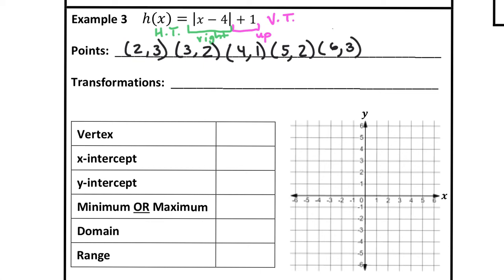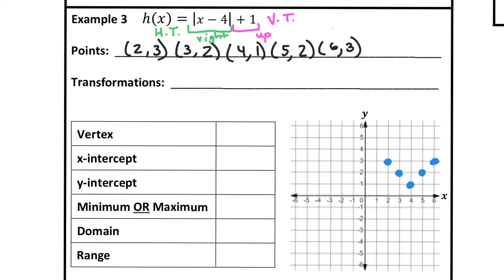Right, so let's graph these points. (2, 3). 2 comma 3 means 2 to the right, 3 up. The next one is (3, 2): 3 to the right, 2 up. The next one is 4 to the right, 1 up. The next one is 5 to the right, 2 up. And the last one is (6, 3). So 6 to the right, 3 up.